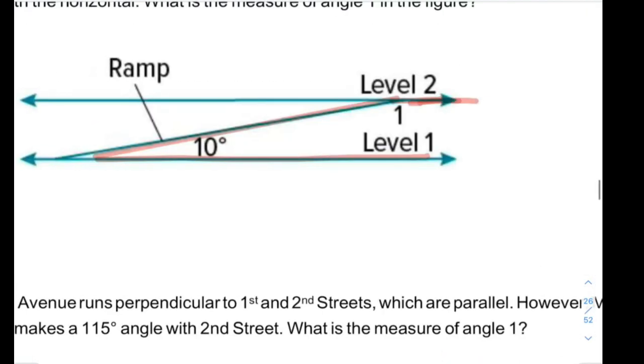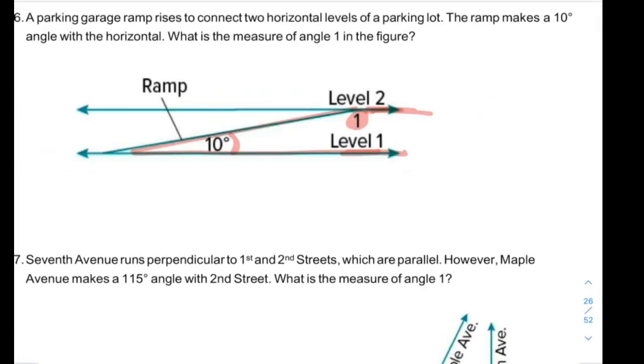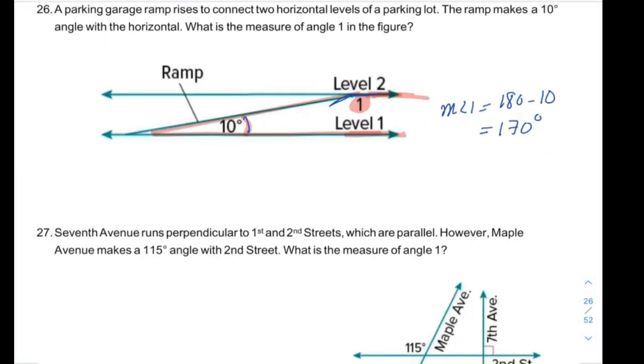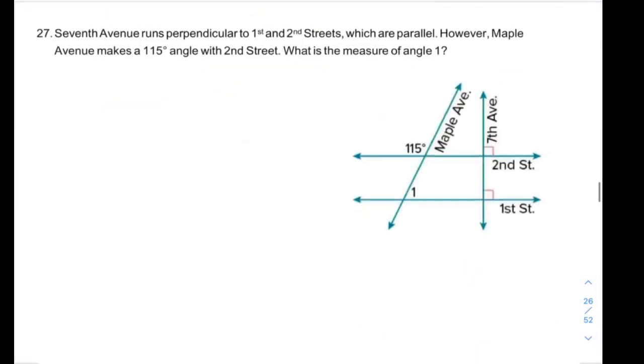Since this is horizontal and this is horizontal, that means they are parallel to each other, and that means angle 1 with angle 10 together are consecutive interior angles, so their sum is 180. So measure of angle 1 is simply 180 minus 10, which is 170 degrees. It's very obvious that this angle will never equal that one. So it will be supplement to that one. We have two choices if we have parallel lines, either equal to or supplement to.